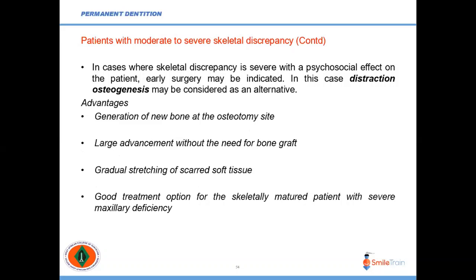Now, I'm going to briefly talk about distraction osteogenesis because I realize that nothing's coming up on it. And Smile Train does not allow us to carry out orthognathic surgery. So what we have left to us is the use of distraction osteogenesis in patients that have this type of discrepancy.